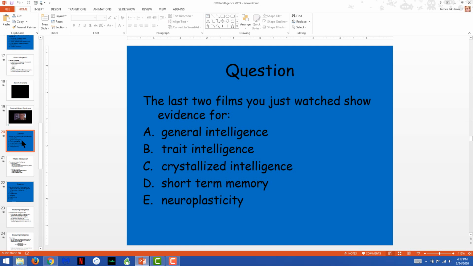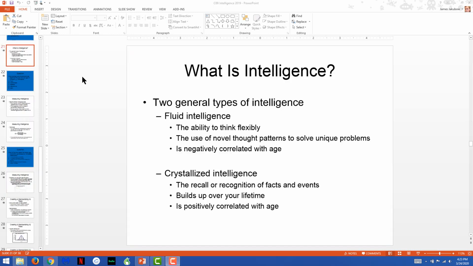And of course the correct answer there is trait intelligence, because both the savant level of skills, whether you were born with the skill or whether or not it was acquired later on, are both specifically related to trait intelligence. So what actually is intelligence?